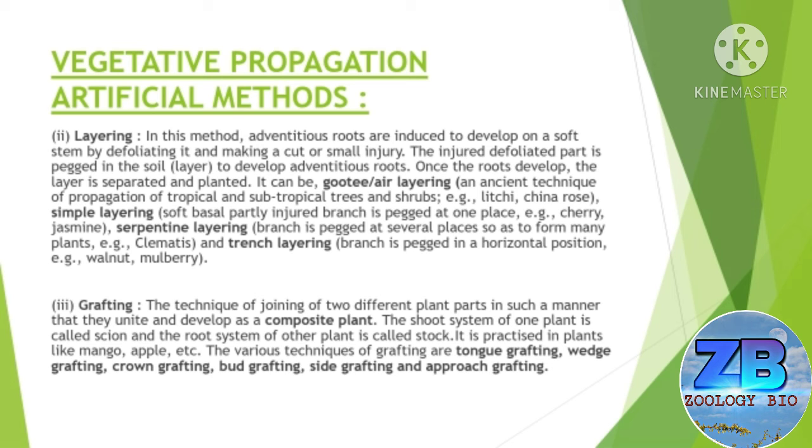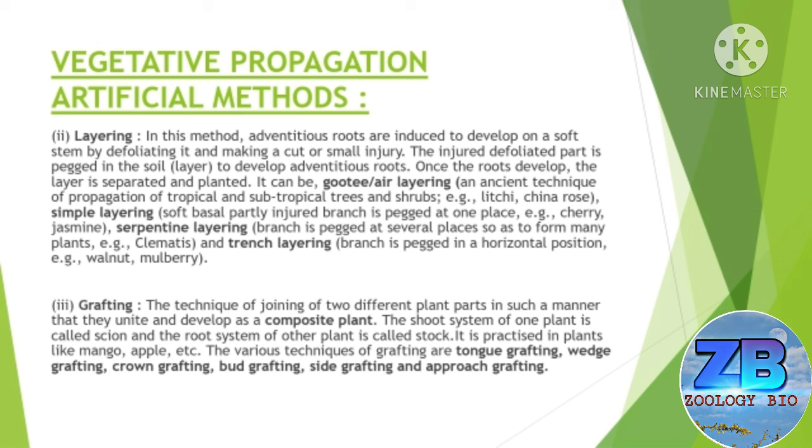Simple layering. Soft basal partly injured branch is pegged at one place, like cherry, jasmine. Serpentine layering. Branch is pegged at several places so as to form many plants, like clematis. And trench layering. Branch is pegged in a horizontal position, like walnut, mulberry.